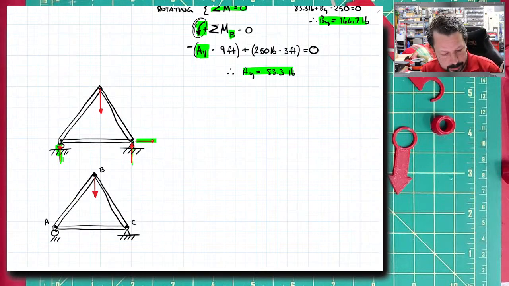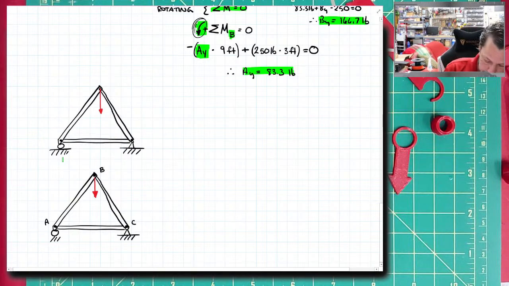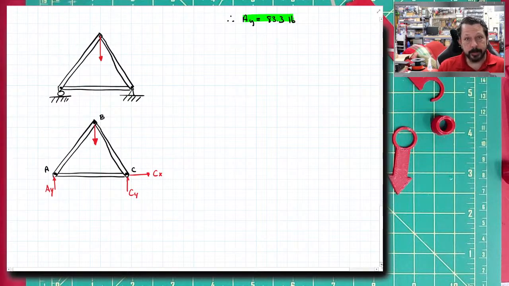And so it gets confusing, and it's best if you're doing one of these for a real solution and not just quickly for your own doing, it's best to redraw it and remove the pin and then put the pin reactions. So this is CX and CY. Remove the roller and put the roller reactions, AY. Otherwise, you could confuse somebody. You could even, if you come back to it hours later, confuse your own self potentially.